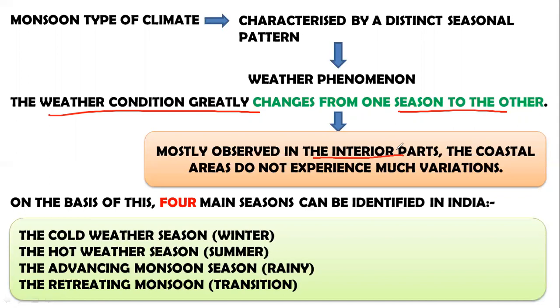So these changes are mostly observed in interior parts, and on the basis of these changes, four main seasons are identified in India. The cold weather season, commonly known as winter, the hot weather season, known as summer, the advancing monsoon season, the rainy season, and further the retreating monsoon or the transition period. Now why is it called transition period? We will see.